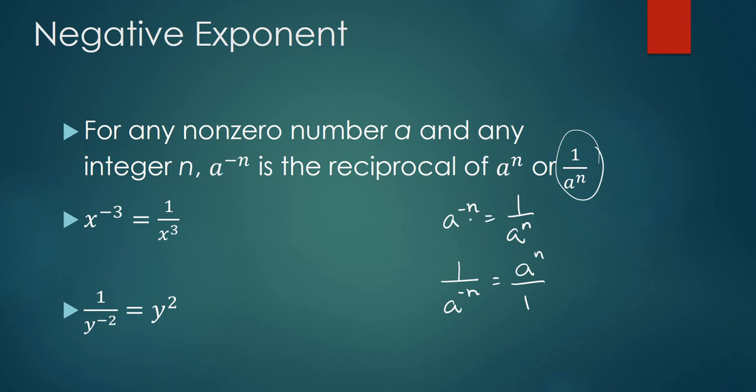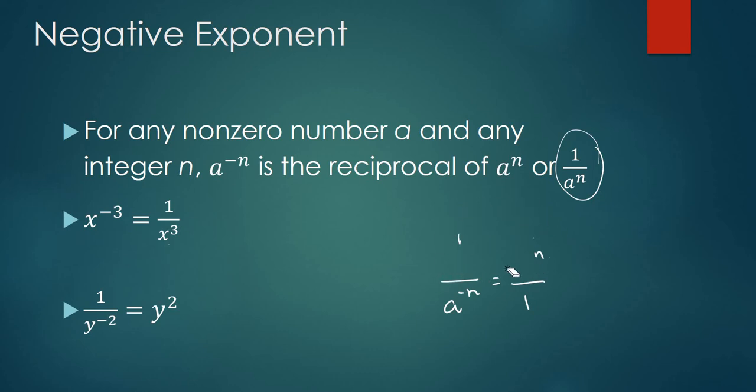So this rule can be done two different ways. The main idea here is that if you have a negative power in the numerator, you need to bring it to the denominator and make it positive. If you have a negative power in the denominator, you bring it to the numerator and make it positive. So here's two quick examples. X to the negative 3 is 1 over x cubed. 1 over y to the negative 2 is y squared.